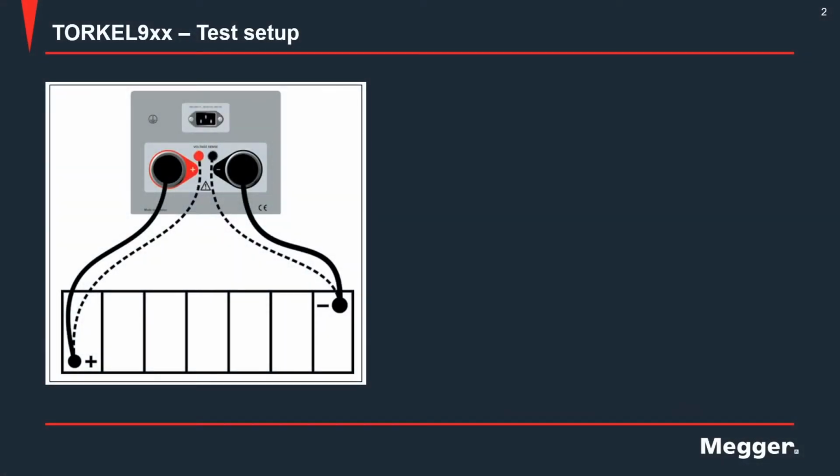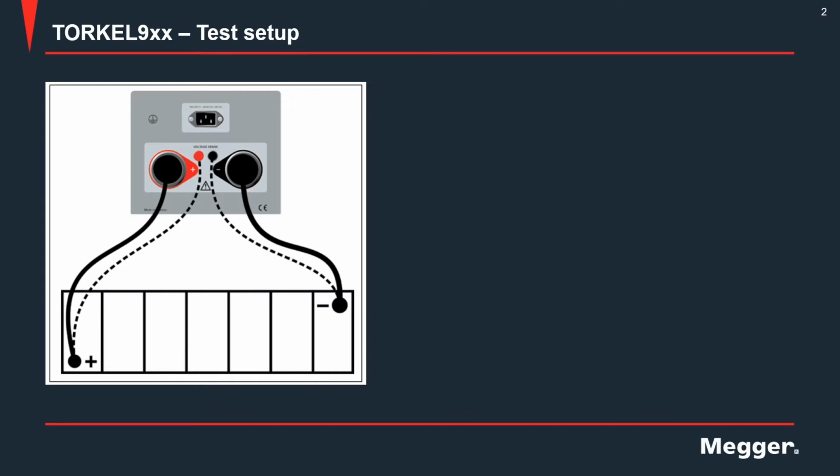The Torkel comes with a pair of current cables which are connected to the battery bank. One of the cables has red sleeves on either end, and that's the positive cable. The other one doesn't have the red sleeves. If it has a clamp, the clamp is black in color, and that's the negative cable.